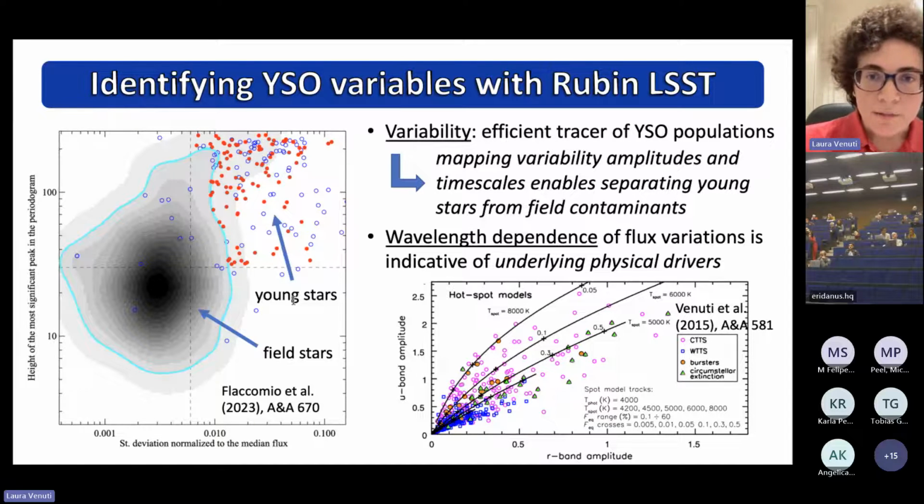And the other key element is that if we have variability information in different filters, we can study how the variability amplitude scales with wavelength, and we can compare this with the expected emission properties of different sources of variability. So for instance, if you have a cold magnetic spot or a hot accretion shock or a dust clump within the inner disk, we can fit the observations with these models, and this helps us get an understanding of the physical structure of the young star and its surrounding environment, and pinpoint the origin of the observed variability, which was a missing element in previous surveys.